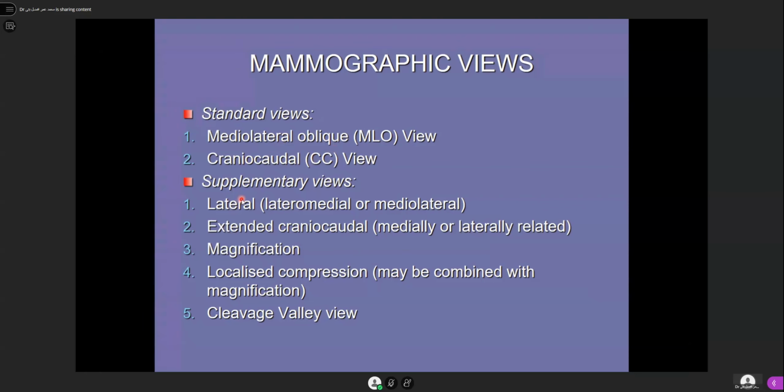Then there are some supplementary views. What is the meaning of supplementary views? They are the views which are taken along with standard views to help in our diagnosis. We can perform supplementary views like the true lateral view, extended craniocaudal view, magnification view, localized compression, and cleavage view. So these are all supplementary views, and the reason we perform them is to help in and confirm our diagnosis.